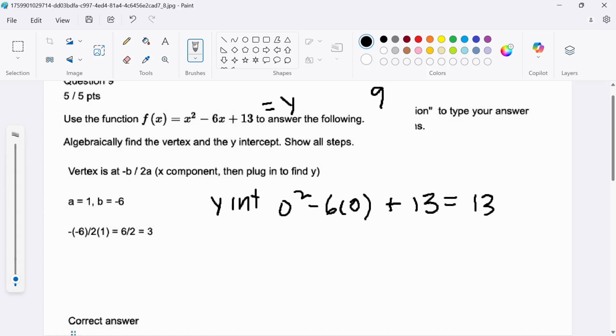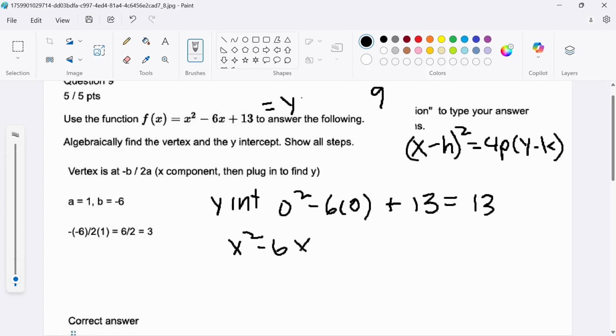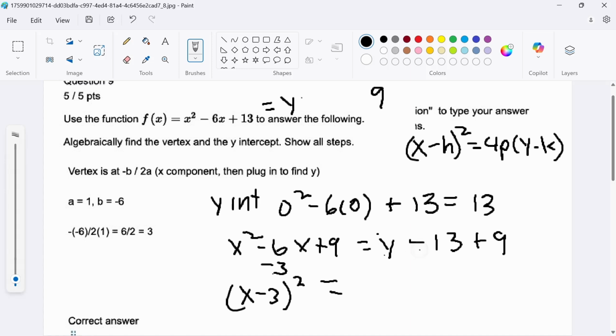Now, to get the vertex, I'm going to put this into x minus h squared equals 4p times y minus k. And I will do that by completing the square. I set that equal to y, so this is x squared minus 6x, I'm going to leave a space, equals y minus 13. Now, half of negative 6 is negative 3. So this is x minus 3 squared. Negative 3 squared is 9. And if I have 9 there, I have to put 9 there. So this equals y minus 13 plus 9, which is y minus 4.